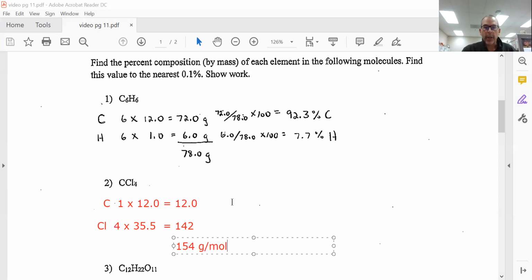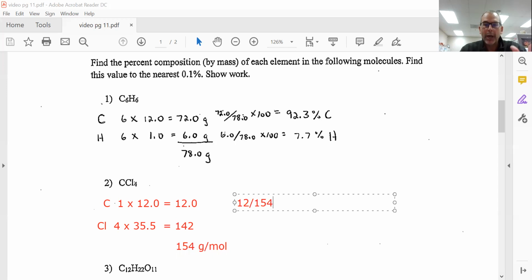I'm going to do that over here, and do carbon first: 12, the contribution of carbon, divided by 154. That's going to give me a decimal, so I multiply that by 100, and that's going to equal, I believe, 7.8%. Now, without doing the next one, because there's only two things, my guess is this is going to be 92.2% to add up to 100.